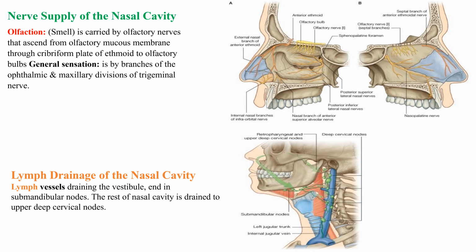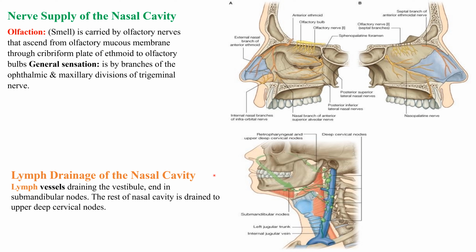The nerve supply: we have secretomotor supply, parasympathetic, special sensory supply, and normal sensation. So we have three cranial nerves involved in the nasal cavity. First, olfactory. Second, the fifth trigeminal nerve, and the third one is the facial nerve, secretomotor, through the parasympathetic postganglionic fibers.